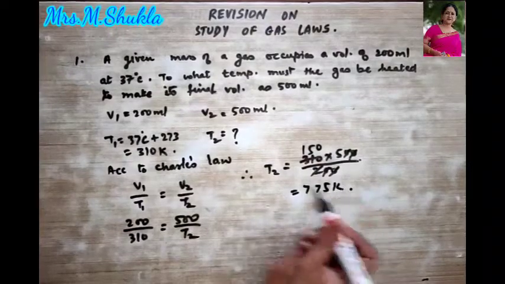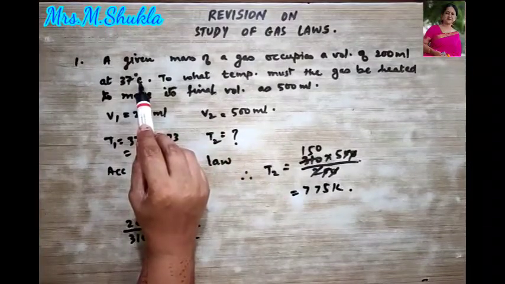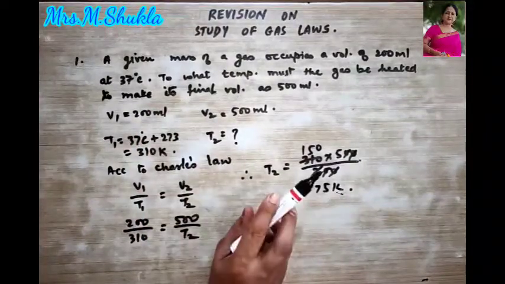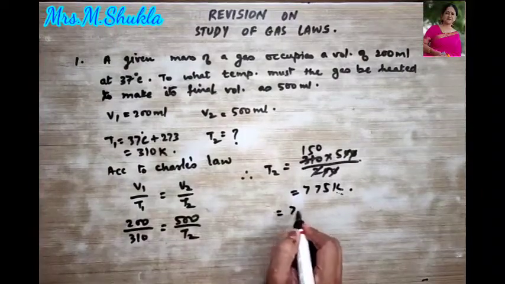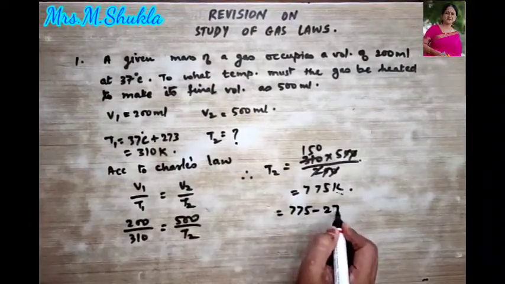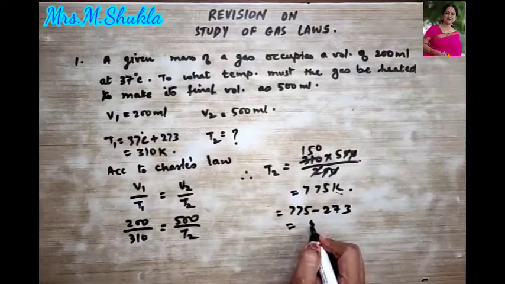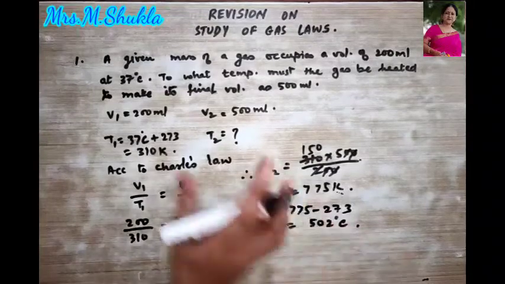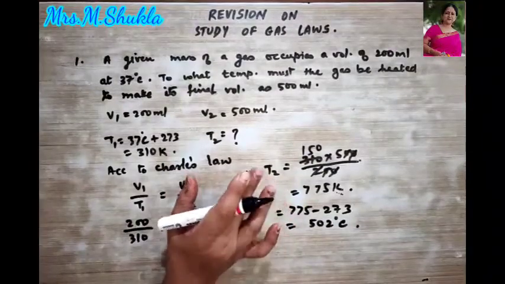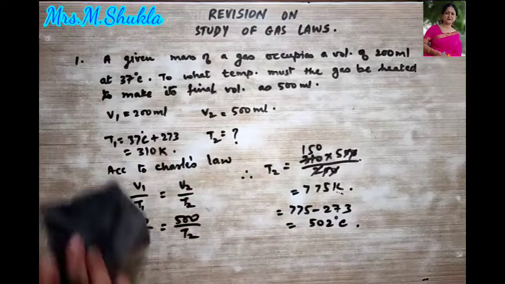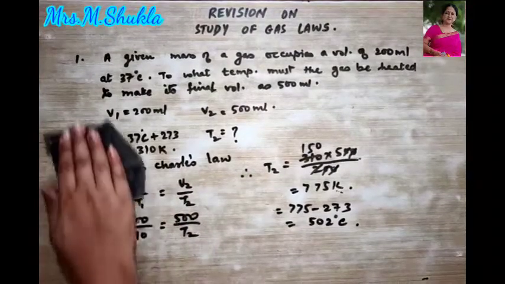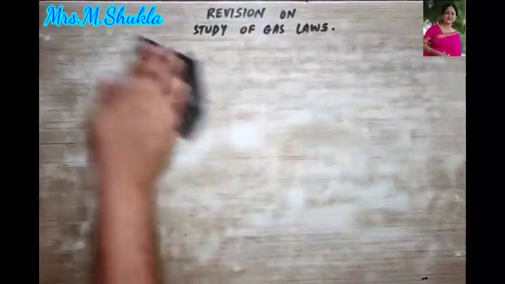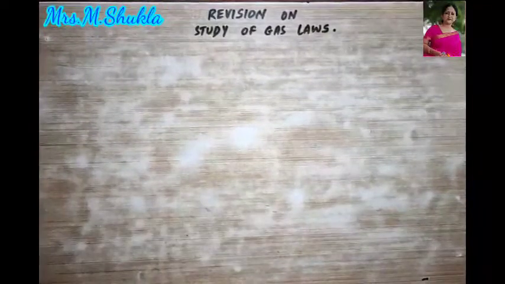775 Kelvin. But look, the temperature in the question is given in Celsius. So what have we to do? We have to convert this temperature into Celsius. 775 minus 273 gives us 502 degree Celsius. Correct? Do you remember how to do this question? Okay, one more question I'll do for you. Then you are going to revise at least 4 questions today based on the study of gas laws.